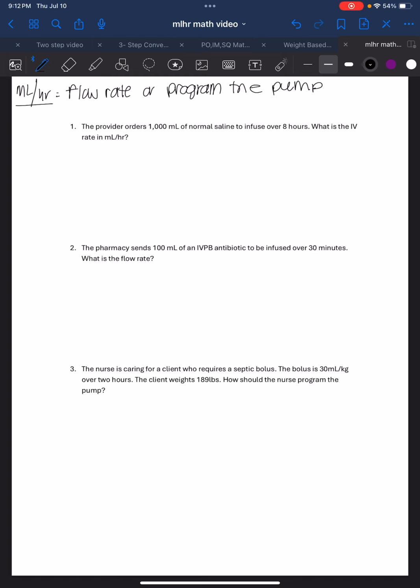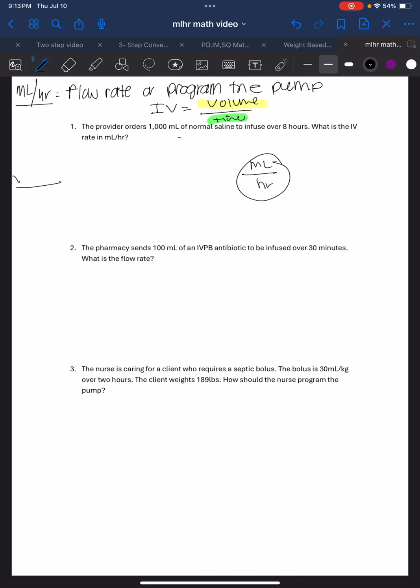So with IV medications, we do things a little differently. Anything IV, you want to start off with volume over time, because the question is going to give you both. For each of these problems, the volume I'm going to highlight yellow, and the time I'm going to highlight green. Reading this first question, the provider orders 1,000 mLs of normal saline to infuse over 8 hours. What is the IV rate in mLs per hour? So we need to get to mLs per hour.